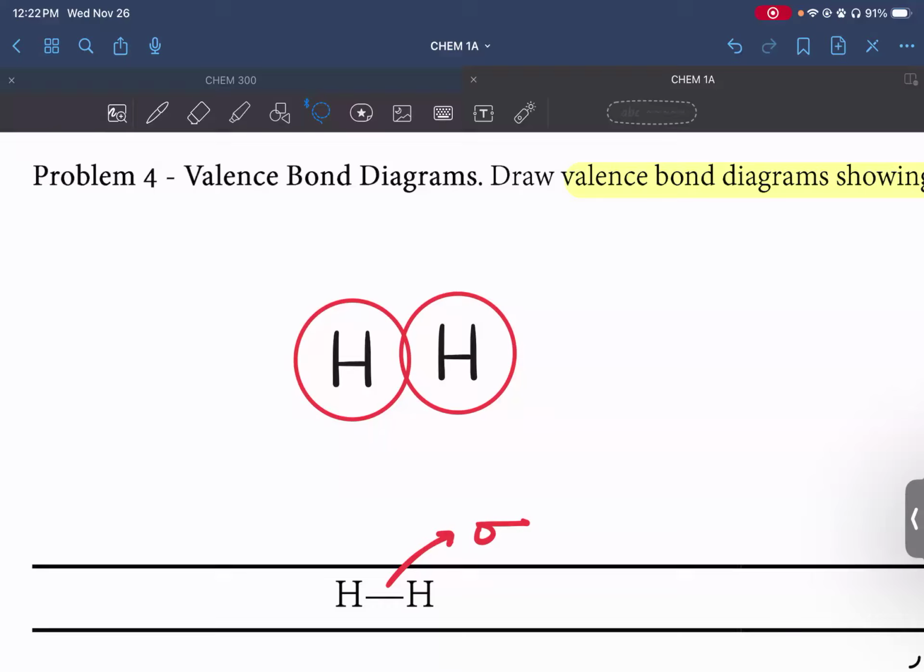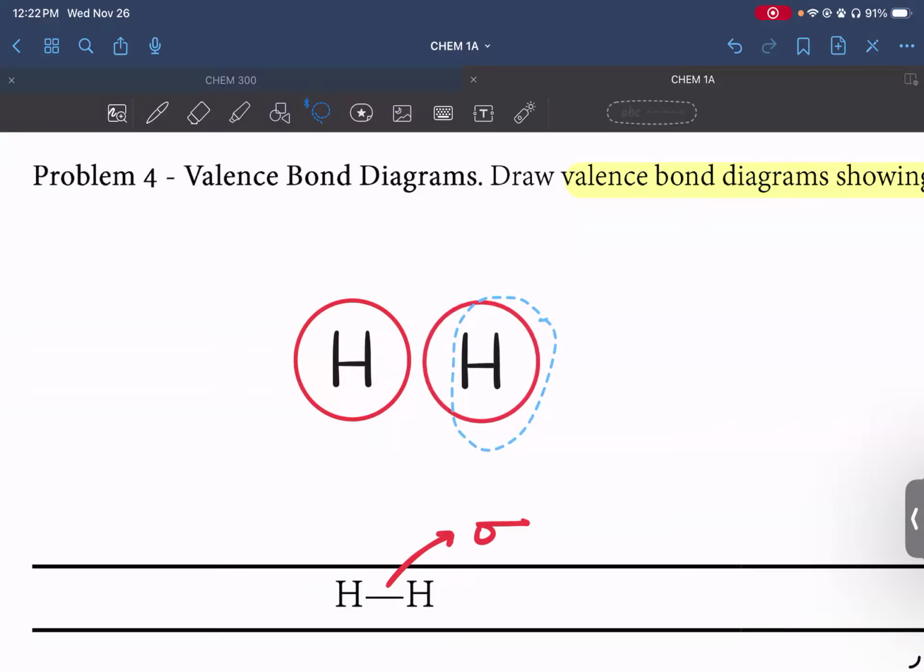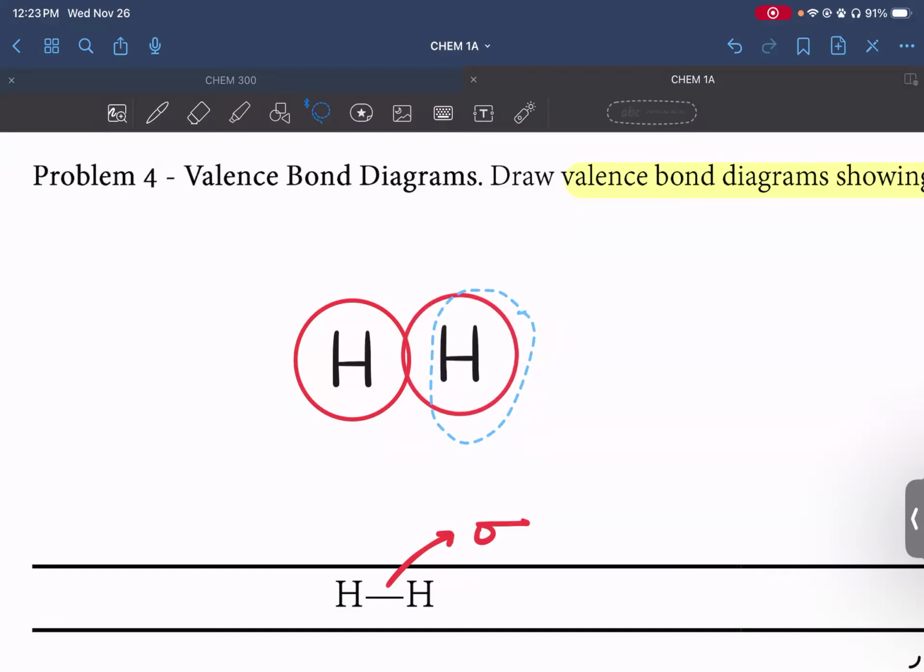I'm not particularly picky on how much that overlap is. For example, you could draw this. This is fine. But if it's very clearly not even touching, this would be incorrect. This just tells me they're close to one another. If you could at least get them touching in some way, shape, or form, that's incredibly clear overlap.